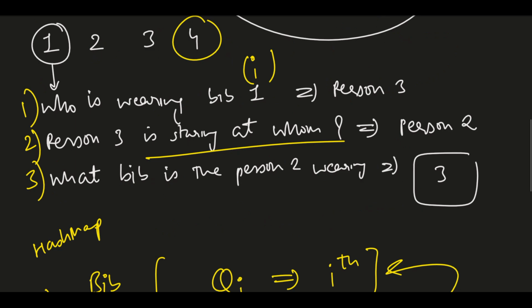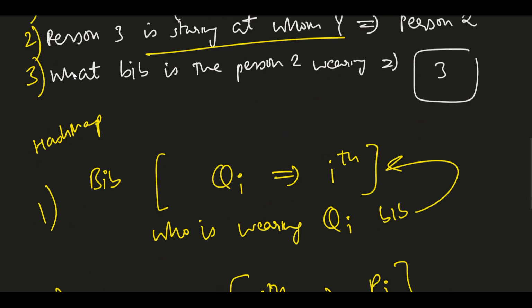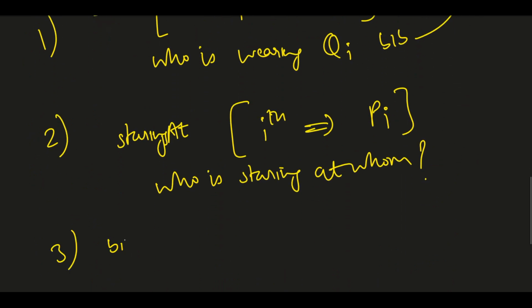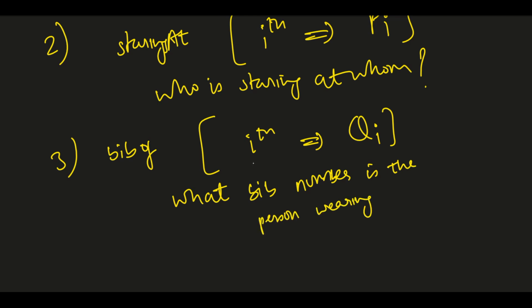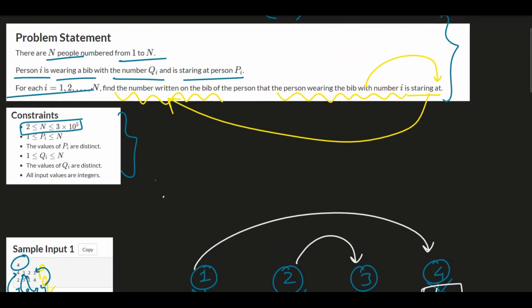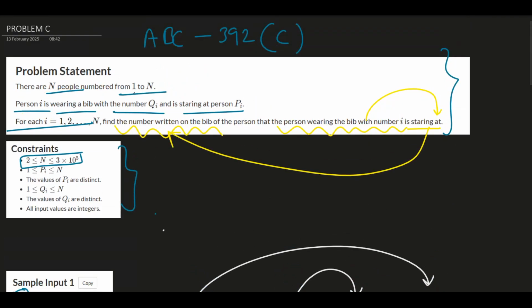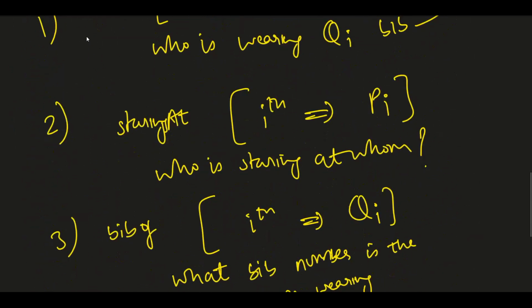Now we will make a third hash map for what bib the person is wearing. I will call it bib of the person. The i-th person has a bib number of q of i. So this third hash map stores what bib number the person is wearing. The i-th person is wearing a bib number of q of i. That is what is written in the question, as you can see clearly: person i is wearing a bib with q of i and is staring at person P of i. So I made three hash maps out of it.